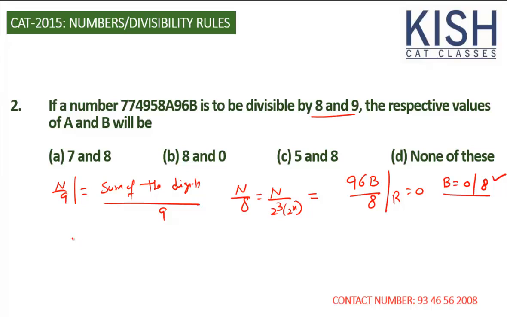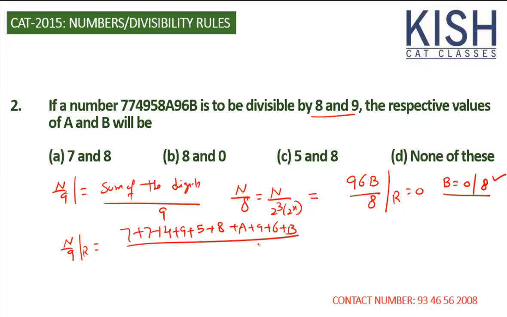Now n divided by 9. We need to find the remainder of the sum of the digits, that is 7 plus 7 plus 4 plus 9 plus 5 plus 8 plus A plus 9 plus 6 plus B, by 9. So we just need to add the digits. This is 55 plus A plus B divided by 9. This is completely divisible by 9.